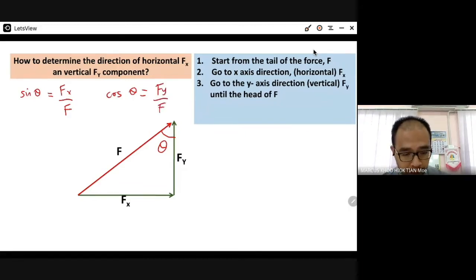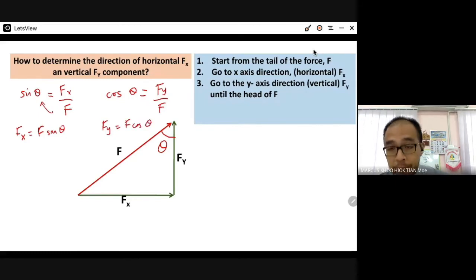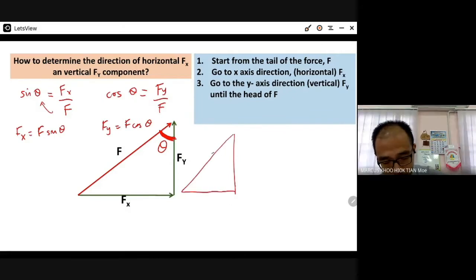So because of that, if I move this F up, I will get Fx equals F sin theta, whereas Fy is F cos theta, because my angle is up here. So where the angle is actually very important. Let me draw the original triangle we had just now. The original triangle is like this. So here is F, this is Fx, this is Fy, and the angle is here.